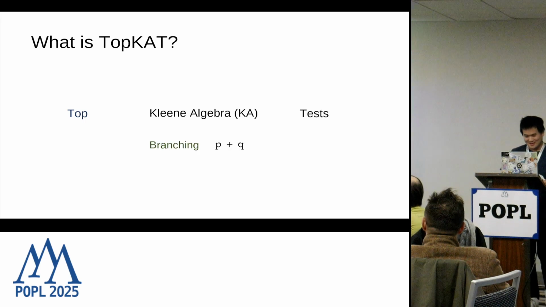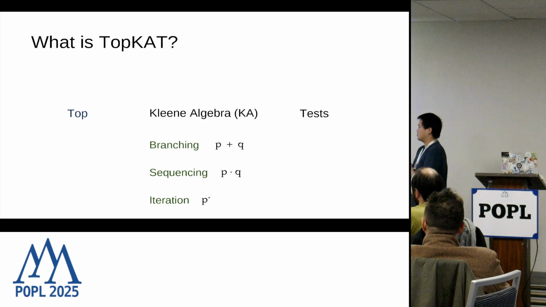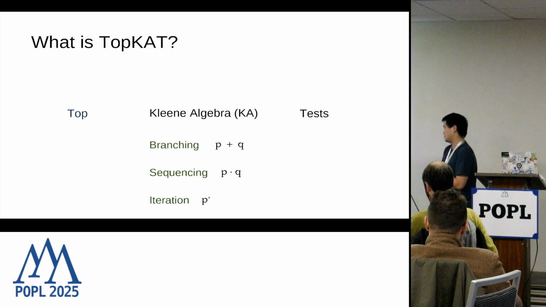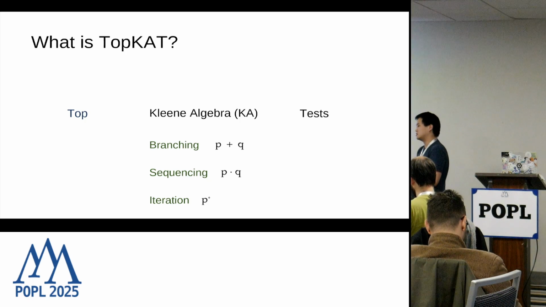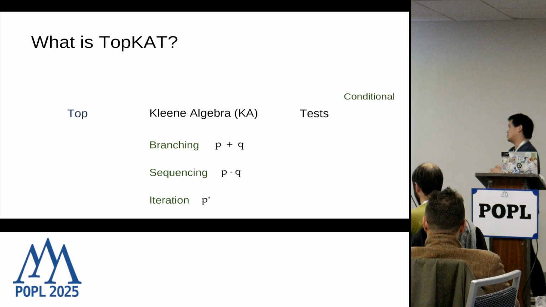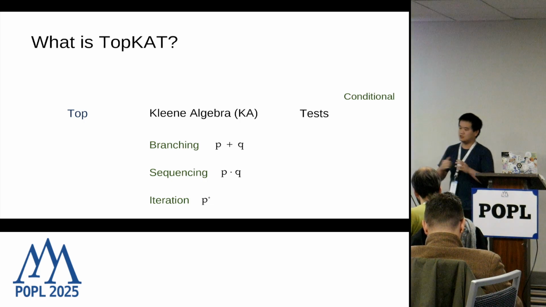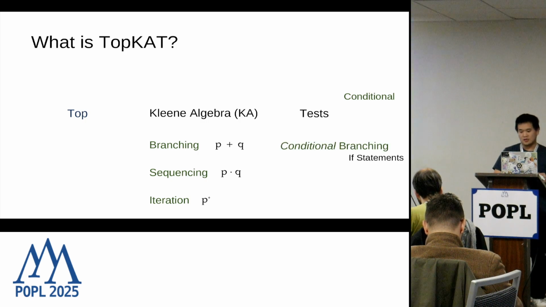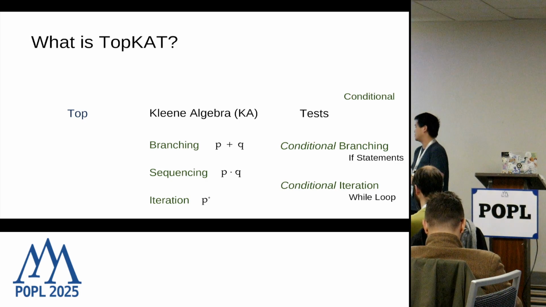Kleene algebra is an algebraic system for regular expressions. It gives you a lot of the desirable structures that you need for programming, for example, branching, sequencing, and iteration. But in regular expressions, branching and iteration are non-deterministic. That is, you cannot guard them by a condition. And that is where tests come in. Tests are intuitively predicates on memories, and they are basically conditions that guard the program. With that, you get conditional branching and conditional iteration, which correspond to if statements and while loops.